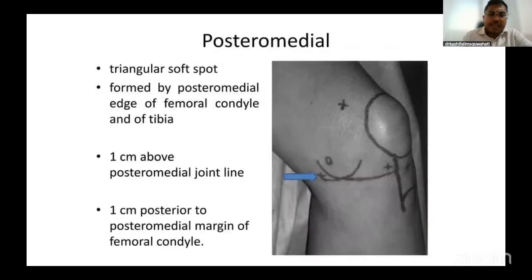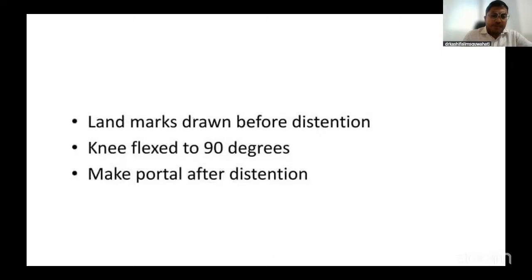And then comes the other posterior portal, which is the posteromedial portal. This is the triangular soft spot, which is formed by the edge of the posteromedial femoral condyle as well as the tibia. It's 1 centimeter above the joint line posteriorly. And it's always important that when you're making these posterior portals, the landmarks are drawn before the distension of the knee joint. The knee is always in 90-degree flexion, and always make the portal after distending the joint.